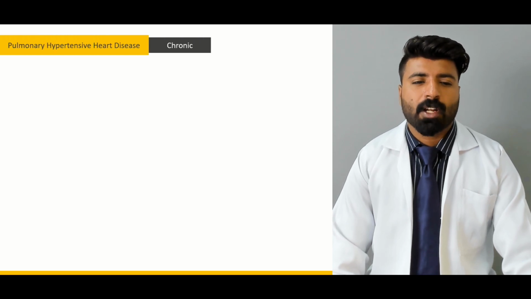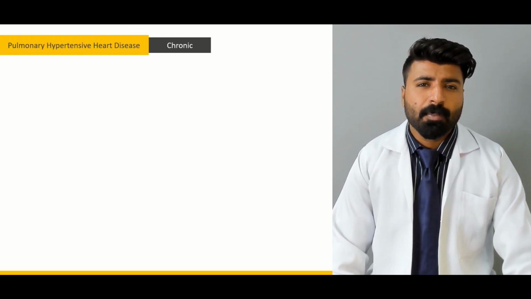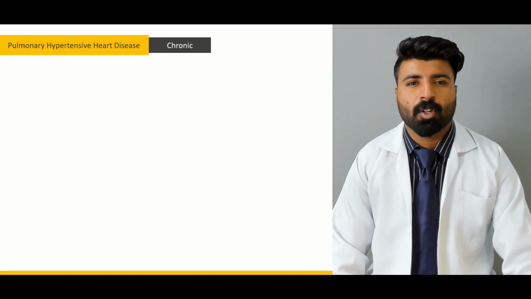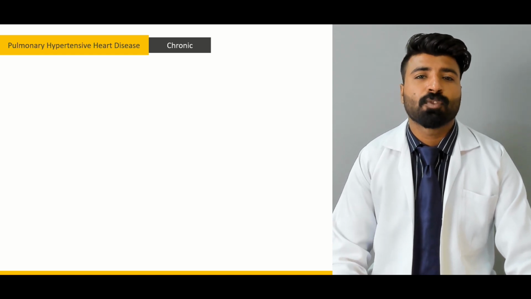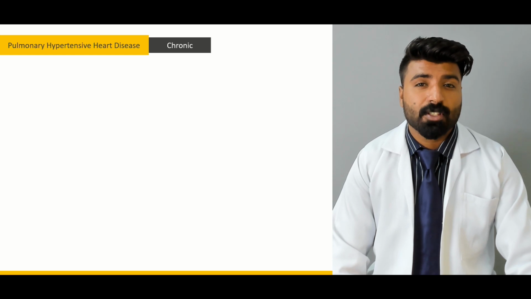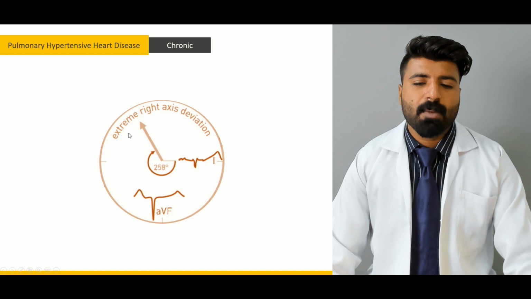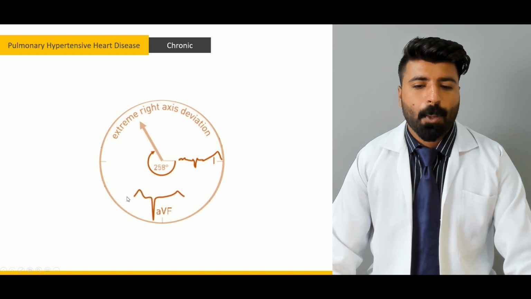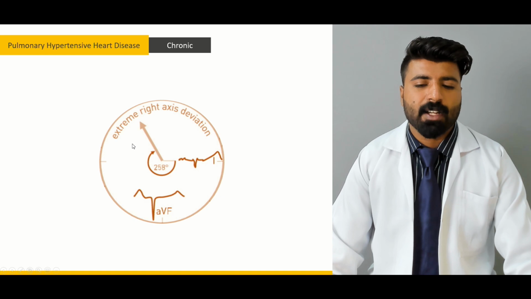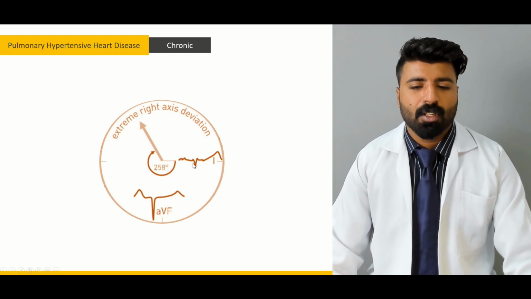Now, what's chronic pulmonary hypertensive heart disease? We all know about it. It's because of those diseases which are chronic in nature, like COPD, like other diseases, in which what happens? Extreme right axis deviation happens, and this is how the AVF looks like. On ECG, when you look at the AVF, this is how it will look. On the AVF lead, this is how it will be shown. You'll know that the patient is going to have extreme right axis deviation.